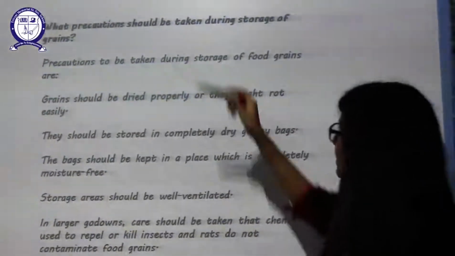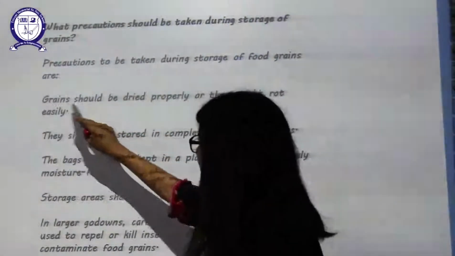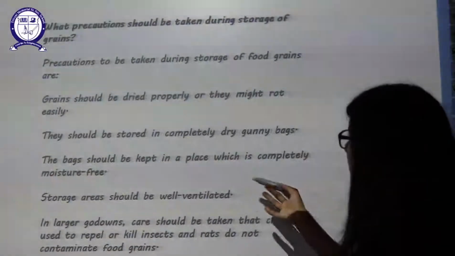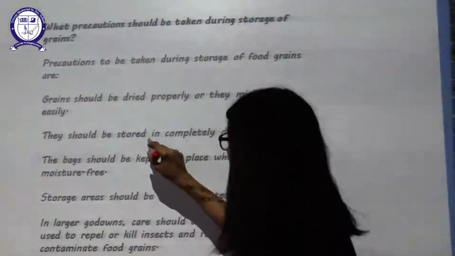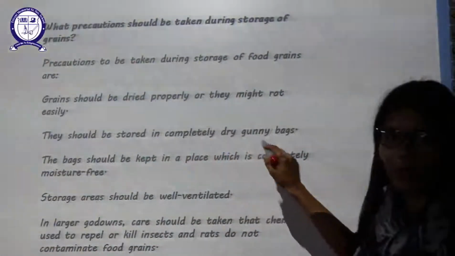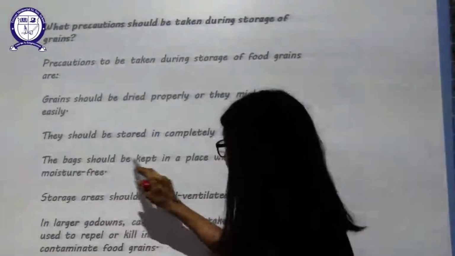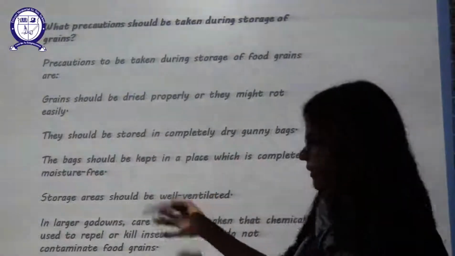Now, what precautions should be taken during storage of the grains? Firstly, grain should be dried totally, as we have discussed in the previous slide. Otherwise, they might rot also. They should be stored in completely dry gunny bags. Dry condition is essential. Now, bags should be kept in a place which is completely moisture free.